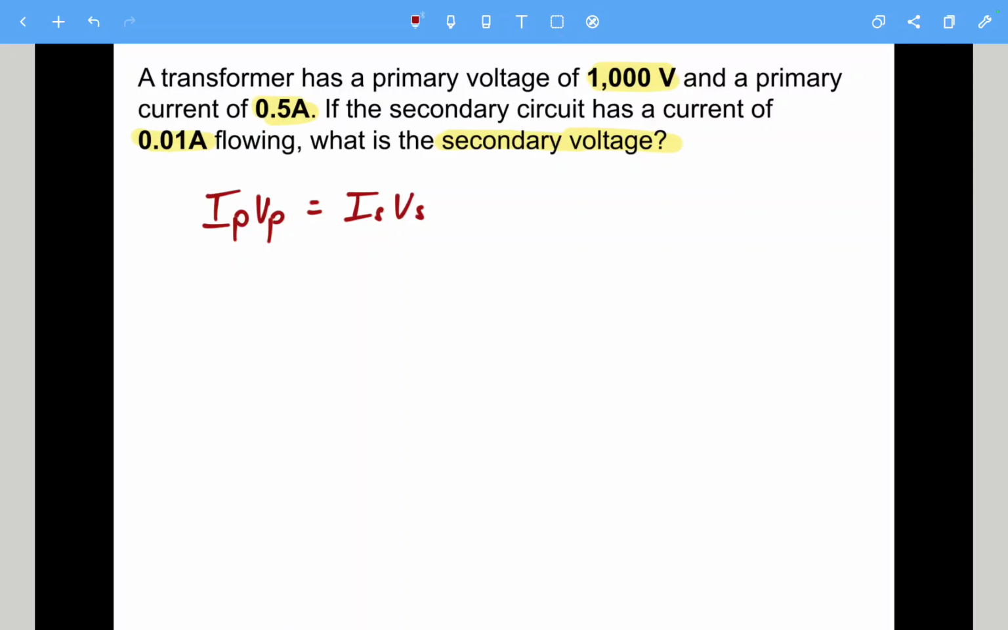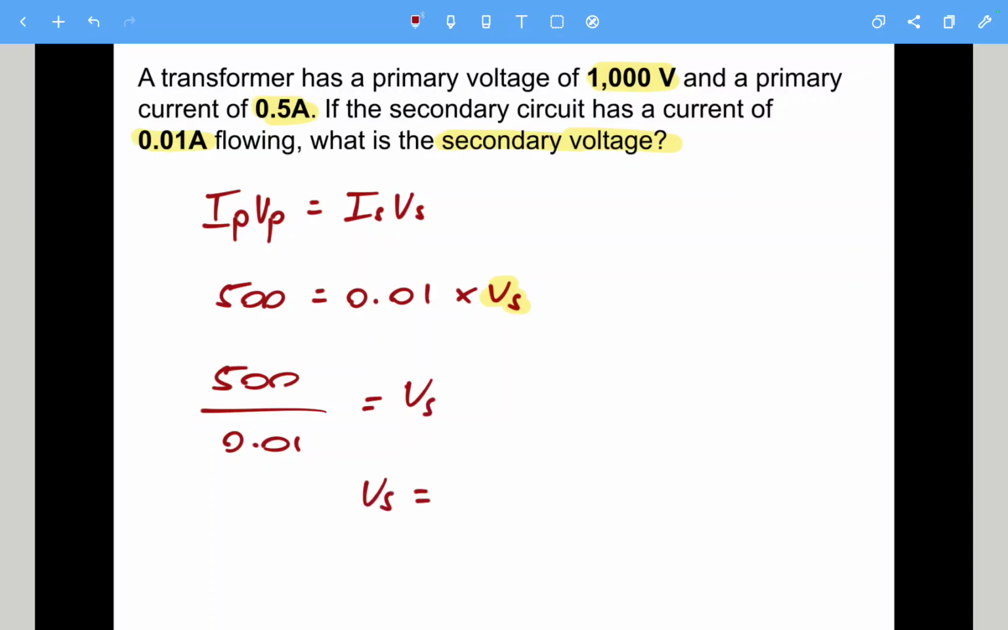Current primary is 0.5, voltage primary is 1000, 0.5 times 1000 is 500, equals the current on the secondary, 0.01, times voltage secondary. To get voltage secondary on its own, make it the subject, we just need to get rid of the times 0.01. So we're going to divide by 0.01 on the other side. And that gives us a secondary voltage of 50,000 volts, or you could say 50 kilovolts. Let's move on to the next one.